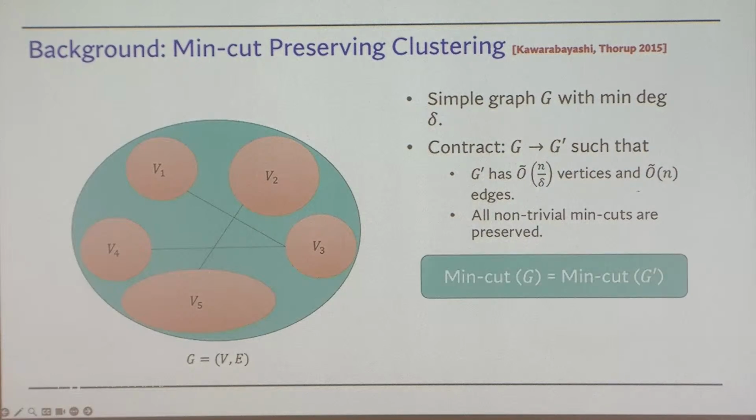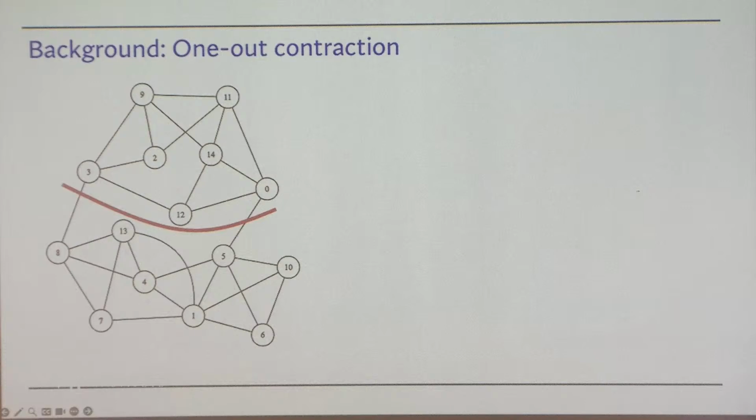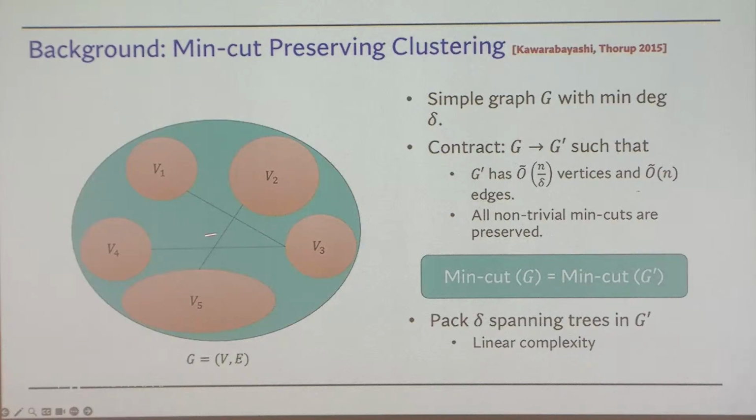Now, if that happens, and if we can somehow find this clustering, we can just work with the contraction. We can contract each of those clusters, work on a smaller graph, and then we have an order n algorithm, right? Because there are n over delta many vertices, you pack delta many spanning trees, so n over delta times delta is going to be order n. The question is, however, how do you get this clustering?